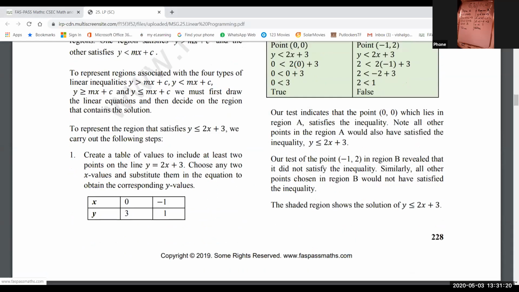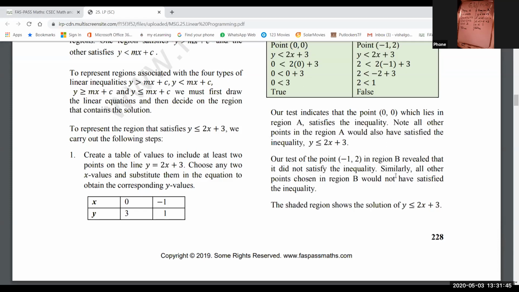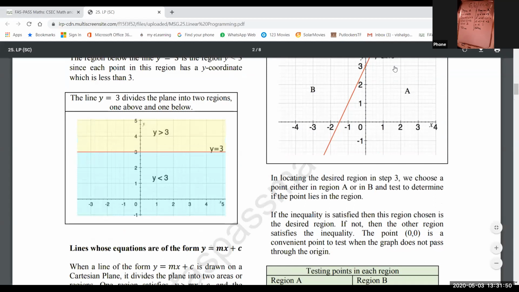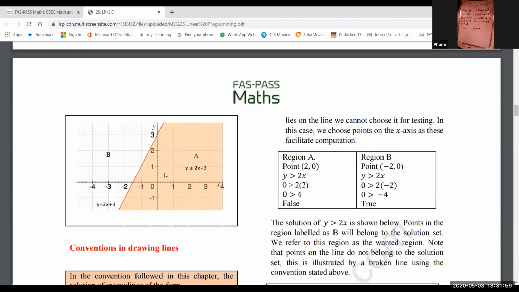Okay, so our tests indicate that the point (0, 0), which lies in region A, satisfies the inequality. Note, all other points in region A would have satisfied the inequality as well. Our test of the point (-1, 2) in region B revealed that it did not satisfy the inequality, because remember, we found it to be false. So the side that we will be shading is the side with region A. So we'll be shading on this side here. You all seeing? Let me show you how it would look if we're shading region A. Any questions so far?